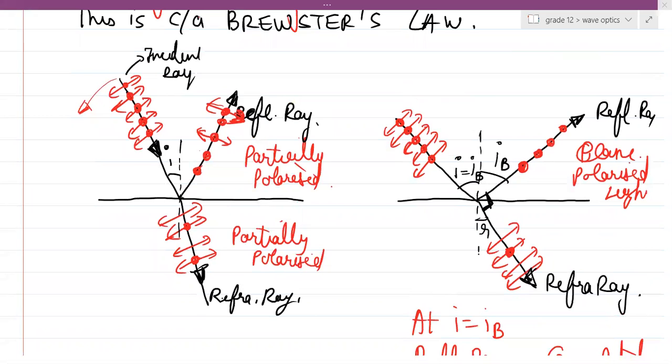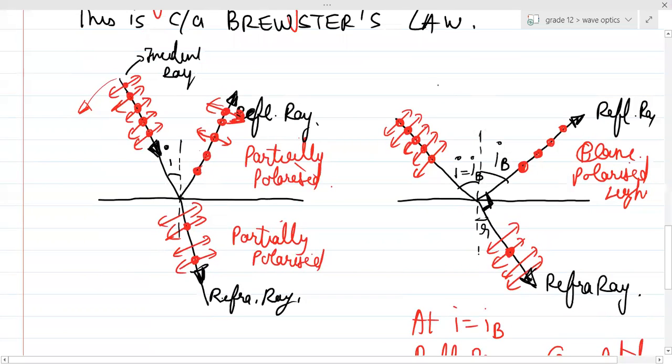If I incident ordinary light over here at the Brewster's angle, then what will happen? The reflected ray will be completely plane polarized and the refracted ray will be partially polarized, but the degree of polarization will be a little bit more. Is it clear?